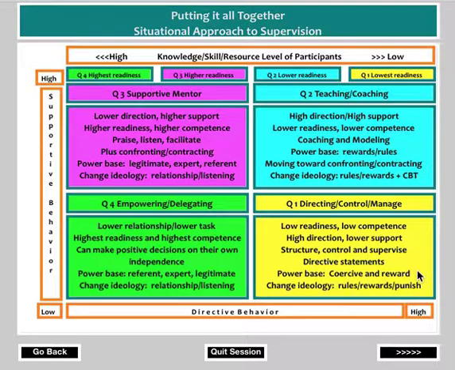So this is a model that gives us something we may be able to hold on to in terms of the skill, knowledge, and resource level of the individuals we're working with, and what is the best way to interact with individuals who are at the lowest readiness, the lower readiness, the higher readiness, and the highest readiness. So this model presents a way of looking at that in terms of the situation. It depends on the situation as to what role you're going to take as a supervisor. Are you going to be directing, controlling, and managing? Are you going to be teaching and coaching? Are you going to be a supportive mentor, or are you empowering or delegating?